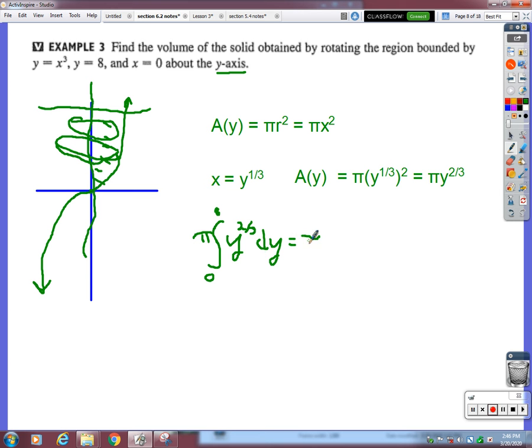Okay, so pi times the antiderivative of y to the 2/3, which is 3/5 (that's a parenthesis, by the way, and that's a 3) 3/5 y to the 5/3.